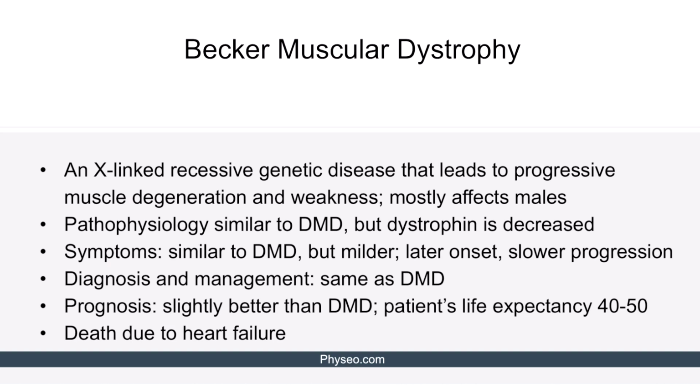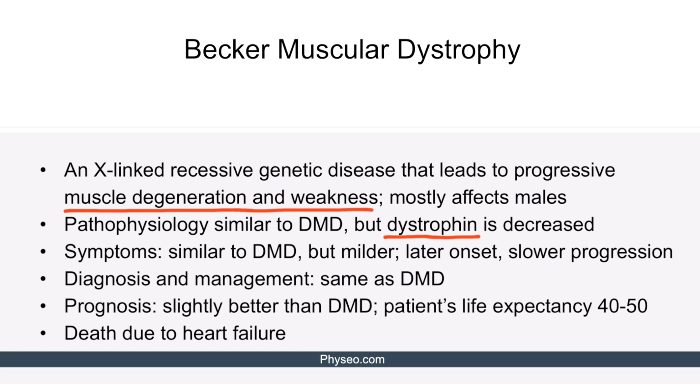Becker muscular dystrophy is a progressive muscular dystrophy that is very similar to Duchenne muscular dystrophy, and this leads to muscle degeneration and weakness. Similarly, it's inherited in an X-linked recessive manner, and therefore mostly affects males. Its pathophysiology is similar to DMD, but in Becker muscular dystrophy, the dystrophin protein is decreased and not absent. Therefore, the symptoms are milder, patients present later, and the progression is slower than in DMD.